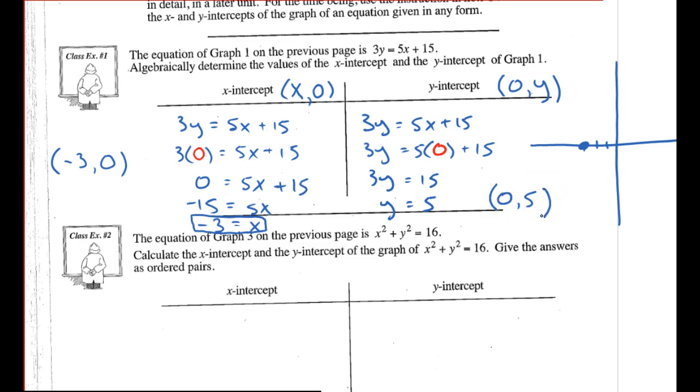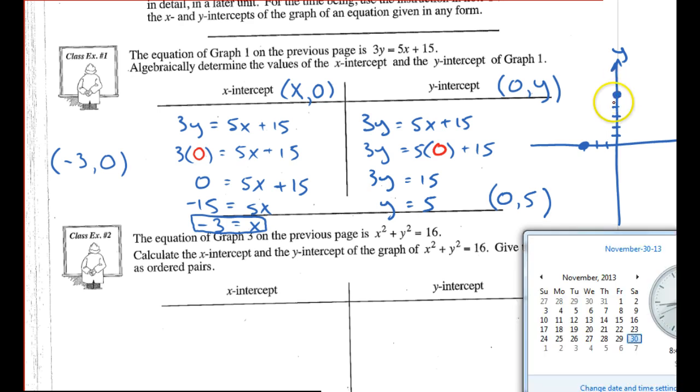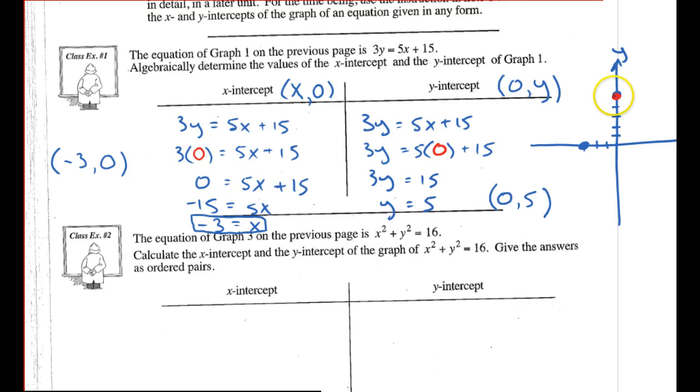And I'm going to go ahead and plot that on the grid. So again, 0 is right on the y-axis, 0 and then 5, 1, 2, 3, 4, 5 right there. And you'll notice that all you need is 2 points to come up with your equation of the line. There it is. So there's your graph.